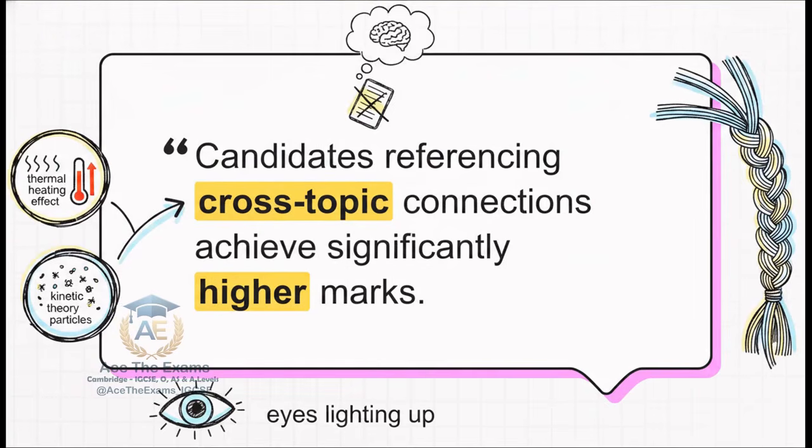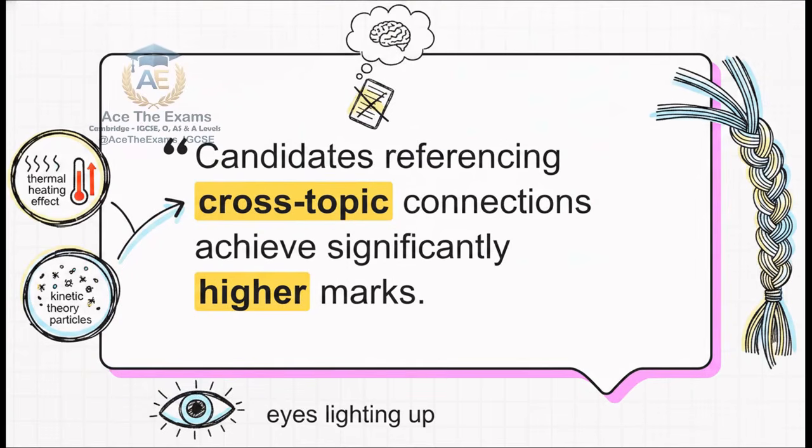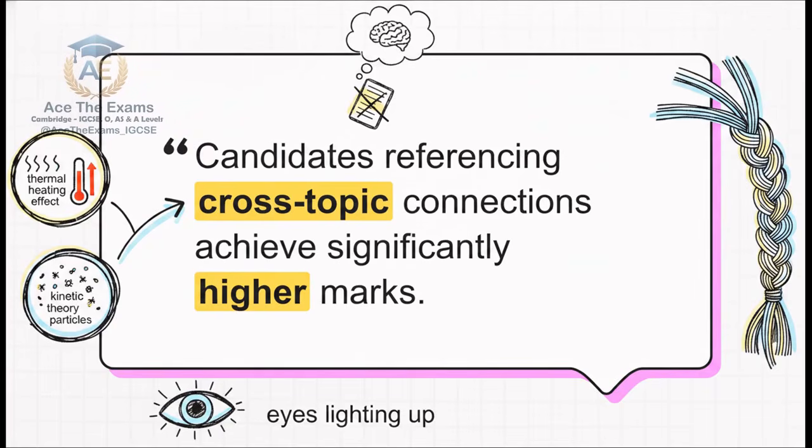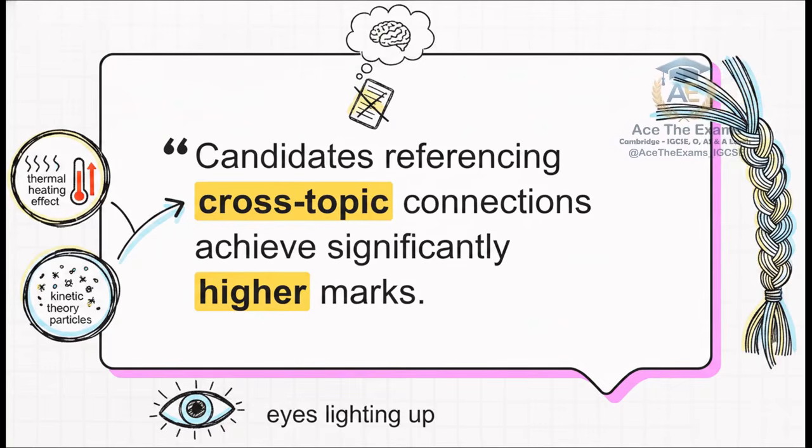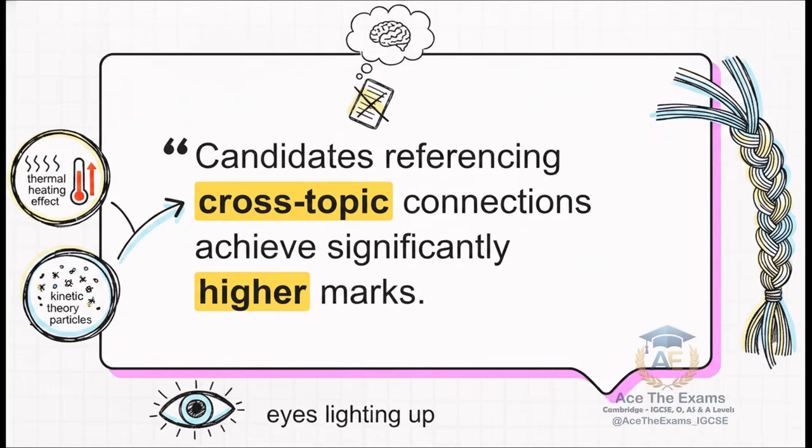And hey, you don't just have to take my word for it. Look at this direct quote pulled straight from the Cambridge Principal Examiner reports. Candidates referencing cross-topic connections achieve significantly higher marks. The examiners are literally handing you the cheat code right here. When a senior examiner is sitting at a desk grading hundreds of papers and they read an answer that successfully links the thermal heating effect of infrared radiation to the kinetic theory of particles from the thermal physics unit, their eyes just light up. They are actively searching for candidates who can weave different strands of the syllabus together into a cohesive argument. It proves beyond a shadow of a doubt that you aren't just memorizing flashcards the night before. You are actually thinking, reasoning, and analyzing exactly like a physicist.